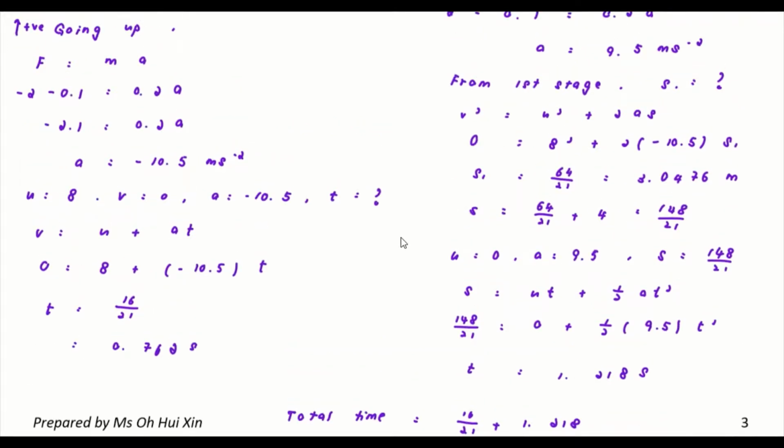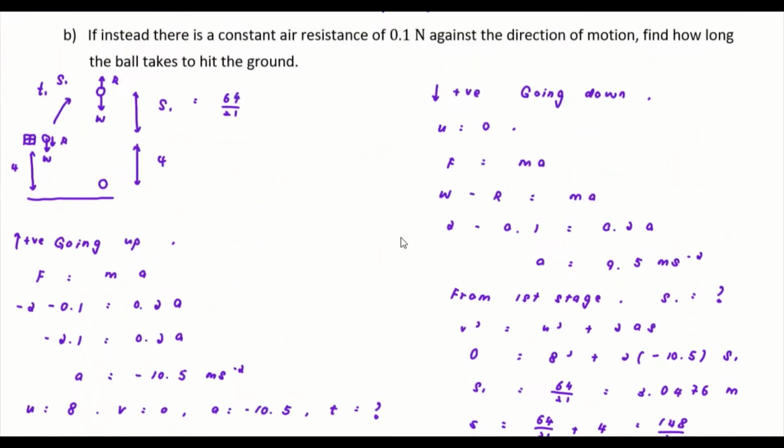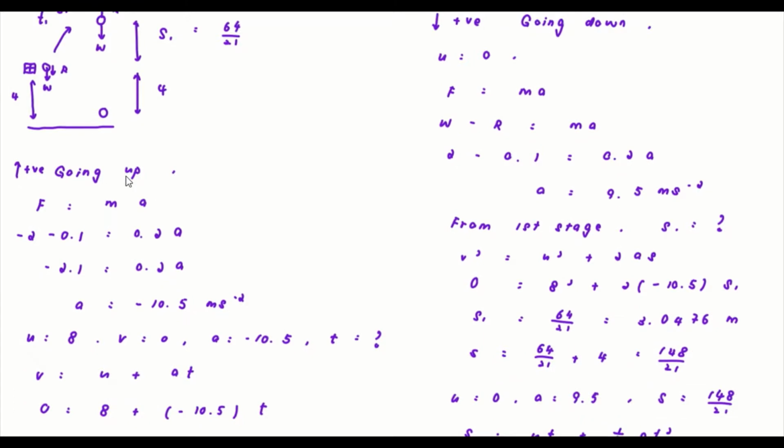Okay, so I hope that you can understand the whole idea. It's the same thing like question one, also two stages, but now it's a bit more difficult because it's going up and then going down. So the idea is like what I said, you need to understand whether it travels under a constant force or not. If the force is not constant, which means the acceleration changes, then you need to split it into two stages to help you solve the question.